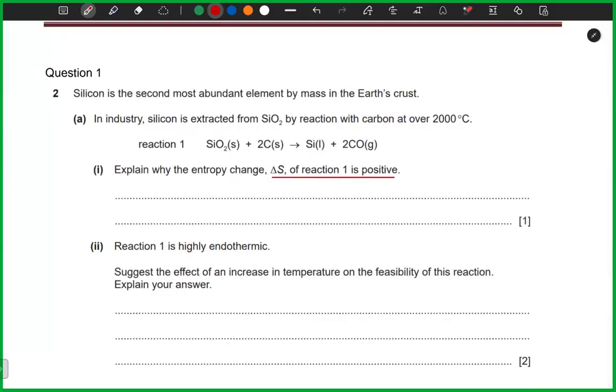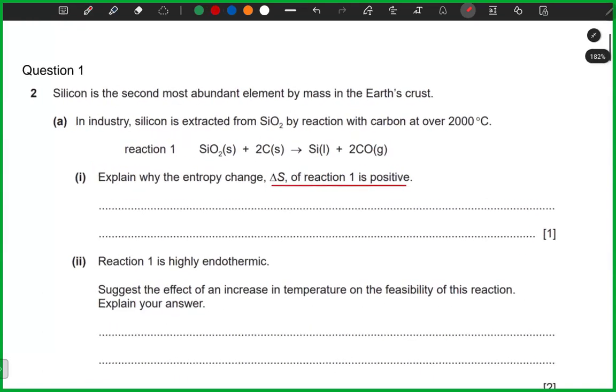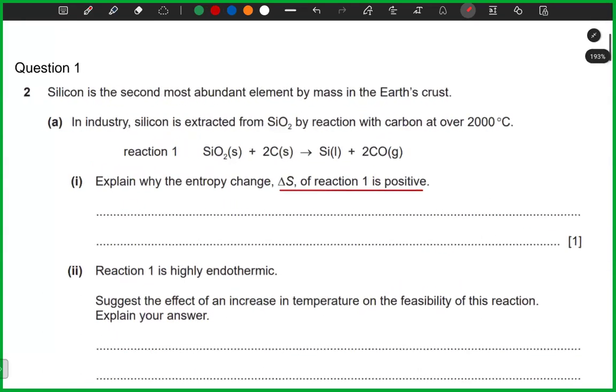I mean, look at reaction number 1. Sir, make it closer. ये भी सही है. Yes, sir. हाँ, ये why is delta S positive for this reaction? Sir, can I answer? हाँ जी, बताइए.